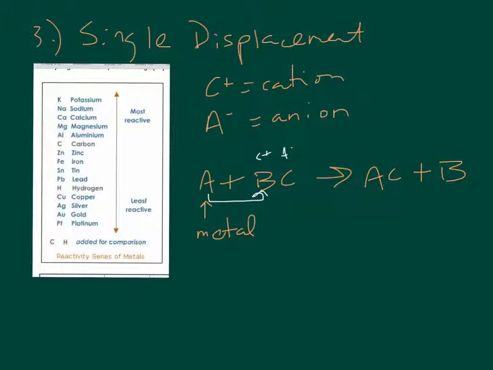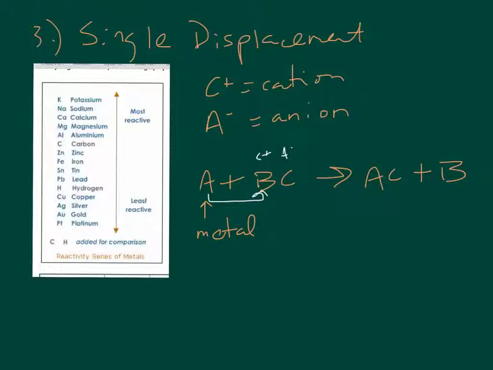All right, so how did we end up with the AC? So the A and the B are going to switch places. So the A and the B, they have now switched places, okay? And the A is the new cation, and of course the C was always the anion, so it just stays the anion, all right? So again, this is only when you have A as a metal, all right?